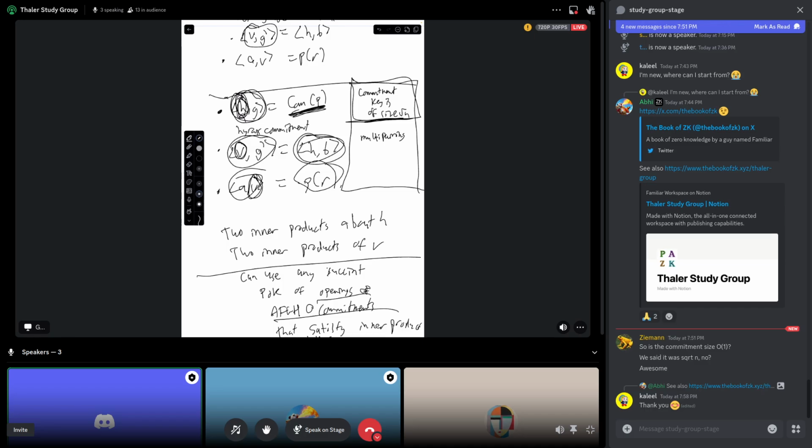They're not applied to the original committed vector. The Hyrax commitment has size root n rather than n, so the multi-pairings the prover has to do are only over vectors of size root n. Which means they won't be a bottleneck. You can basically ignore their cost for the prover as long as n is big enough. Good. So that's the reason to do this Hyrax thing, rather than running Dory without it.